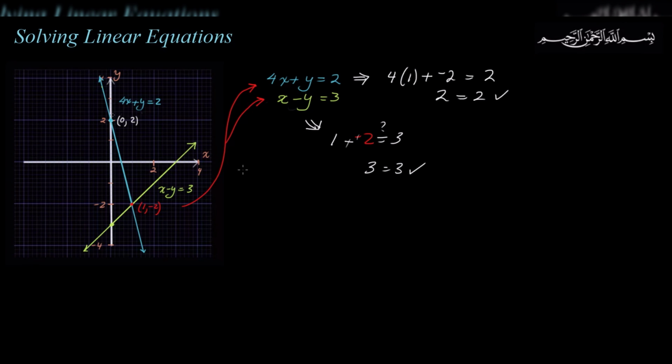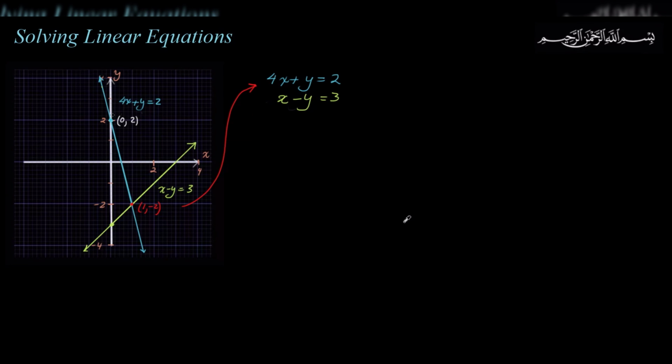So now you can see that this ordered pair, 1, -2, satisfies both equations, and that's what we mean by a point satisfying both equations. That means it will make both of those statements true. And mind you again, this point of intersection of the lines is the only point that will satisfy both equations.